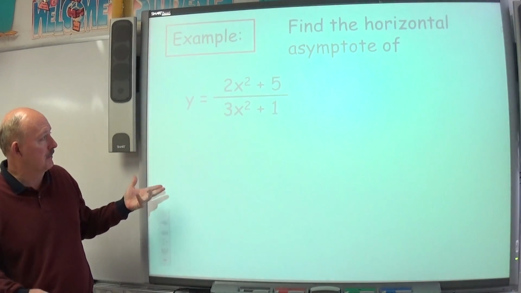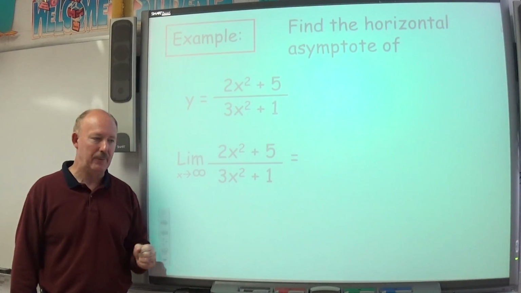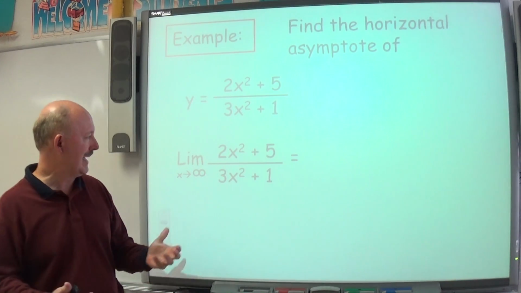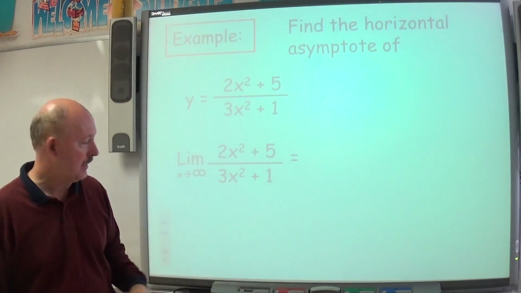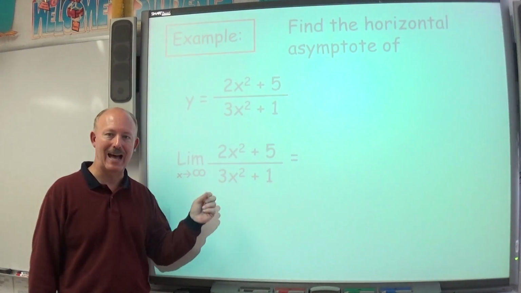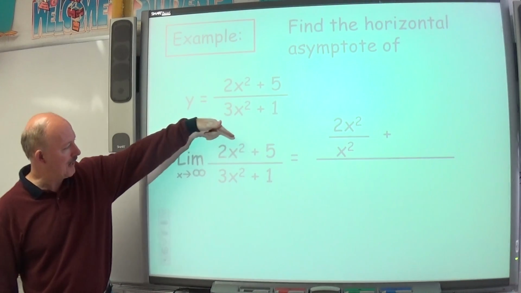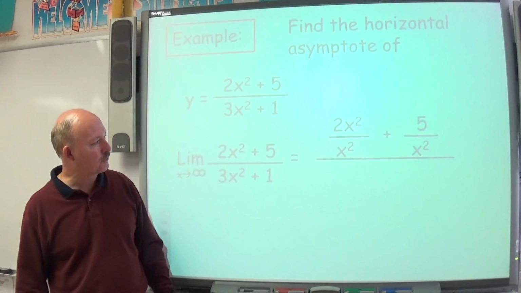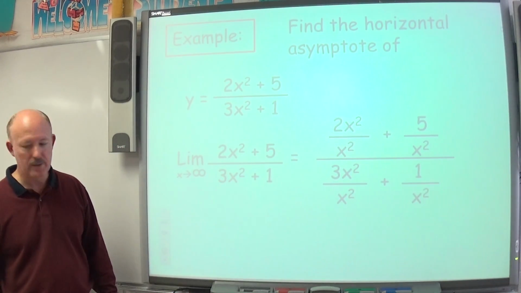I said to calculate the horizontal asymptote, I'm going to take the limit as x approaches infinity. When you do the limit as x approaches infinity, we're going to divide every term in your fraction by the highest degree of x in the denominator. In the denominator, we got 3x squared, so the highest degree of x is x to the second power. So we're going to take the 2x squared, divide that by x squared. We're going to do 5 divided by x squared in the numerator. Let's do 3x squared divided by x squared, and then 1 divided by x squared.